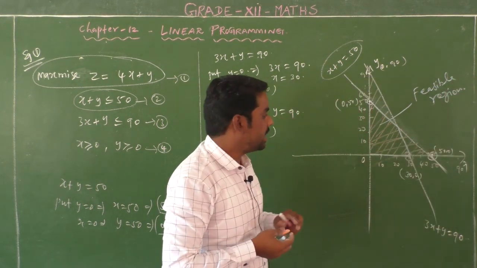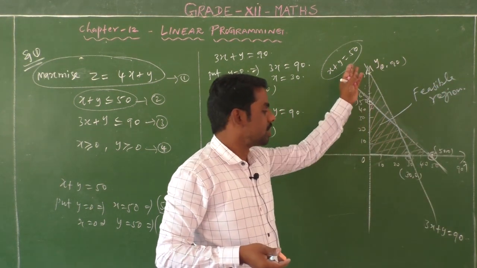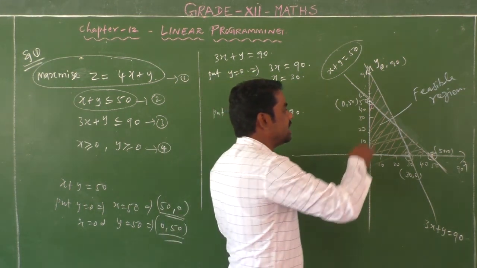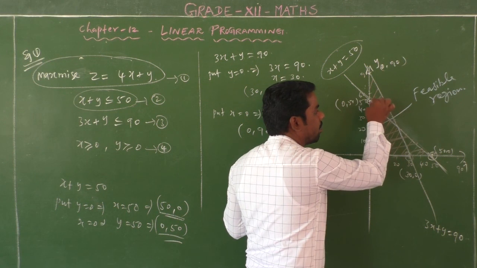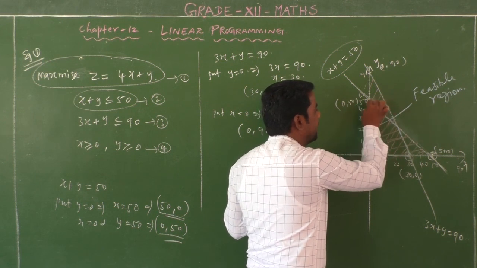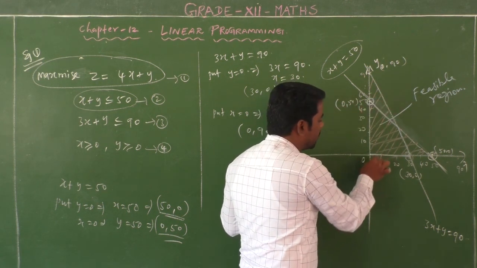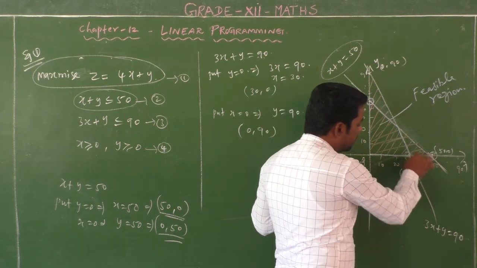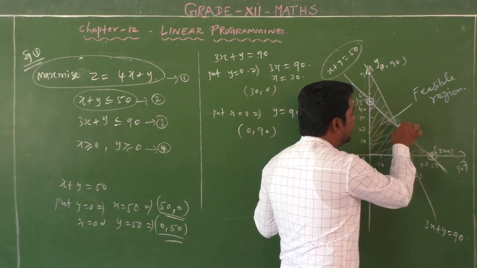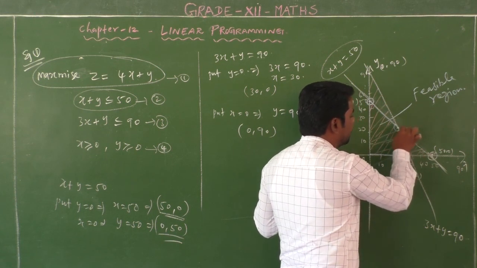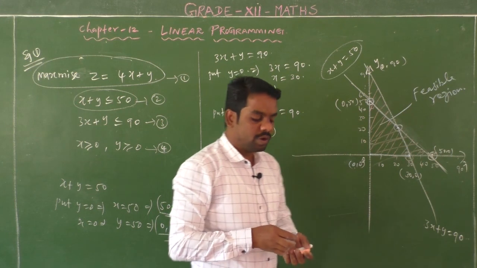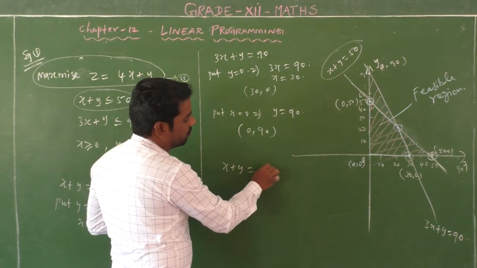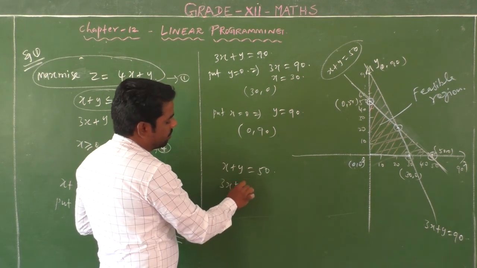So the two regions, x plus y less than or equal to 50 and 3x plus y less than or equal to 90, intersect in this region only. So these are the corner points. One point is 0, 50, another is 0, 0 the origin, and the next is 30, 0, and then the intersection of two lines. So find the intersection of the two lines x plus y equal to 50 and 3x plus y equal to 90.